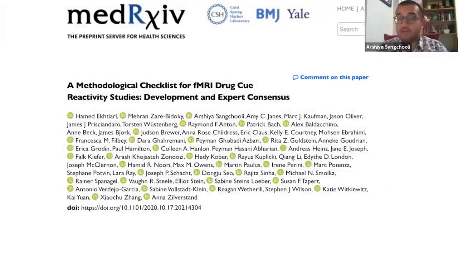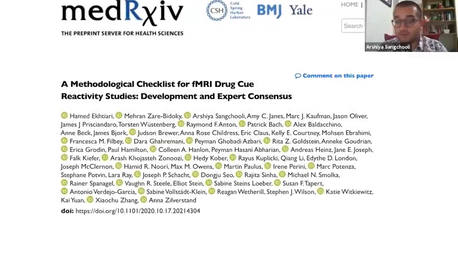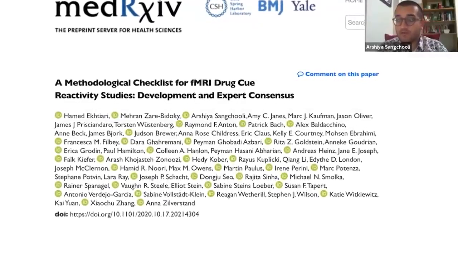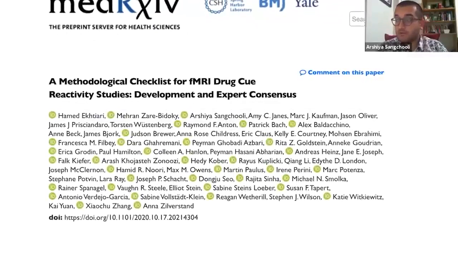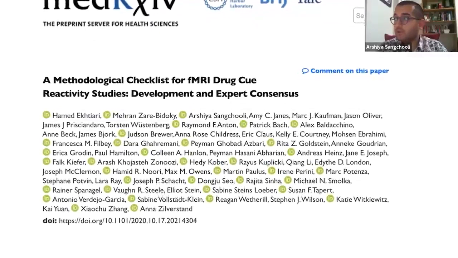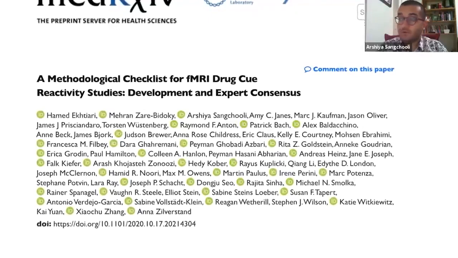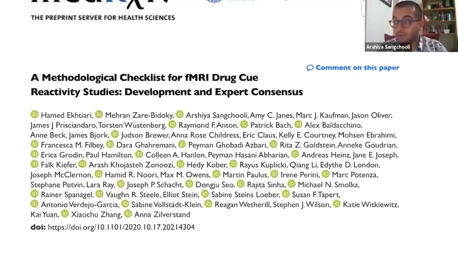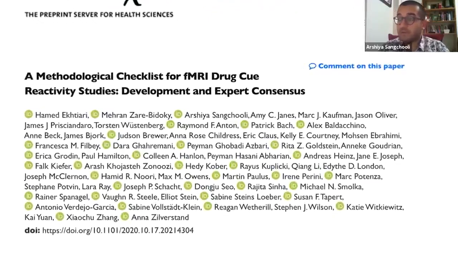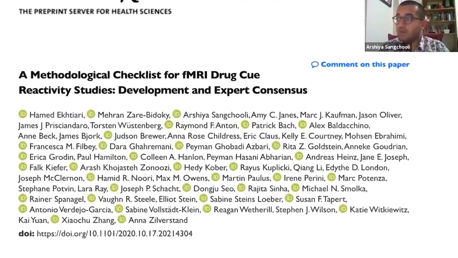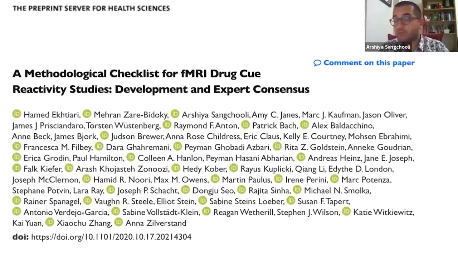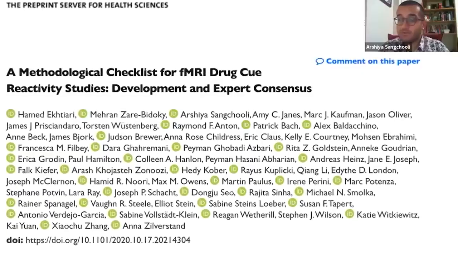The checklist has been developed after a global expert consensus-making process, and it's available. I encourage you all to read it, whether you are planning to conduct an FDCR study or if you just want to be able to read an FDCR study better, and to have a relatively objective tool to assess its reporting quality.